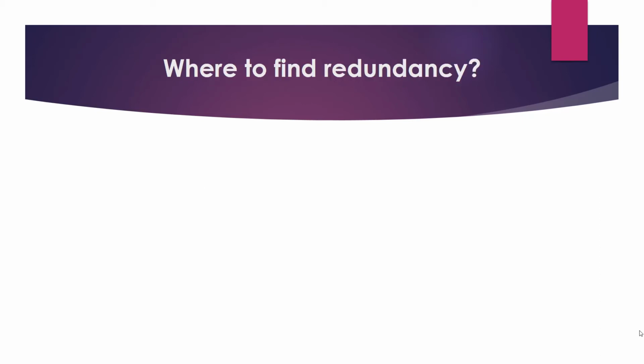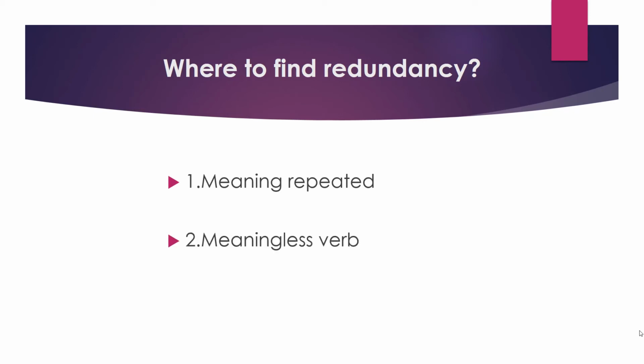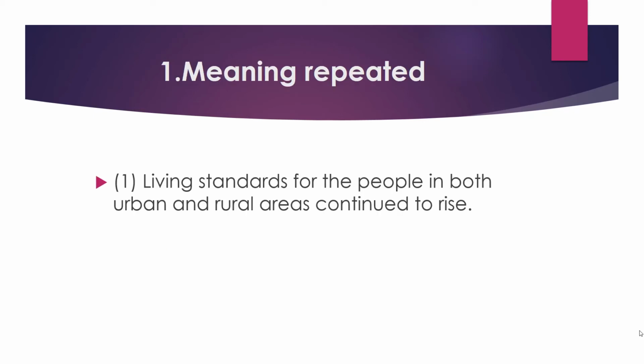There are two main kinds of redundancy. First, if a certain meaning has been repeated in a sentence, it's a redundant sentence. What's more, if there is a meaningless verb in a sentence, it's also redundant. Here are two examples. Let's read the first sentence.